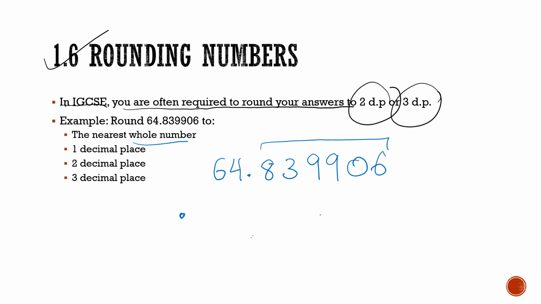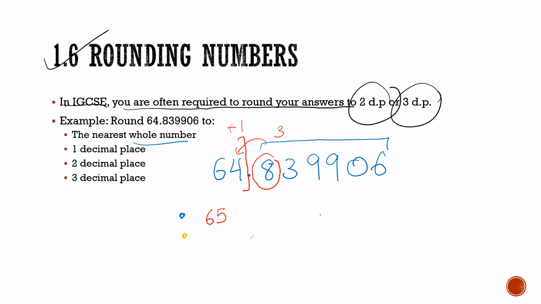So what you do is the decimal points start after this number, right? So you look at the number after it. Is it 5 or bigger than 5? If it is bigger than 5, then you add 1 over here, so it becomes 65. But if this 8 were to be a 3 or any number below 5, then this will remain as 64.